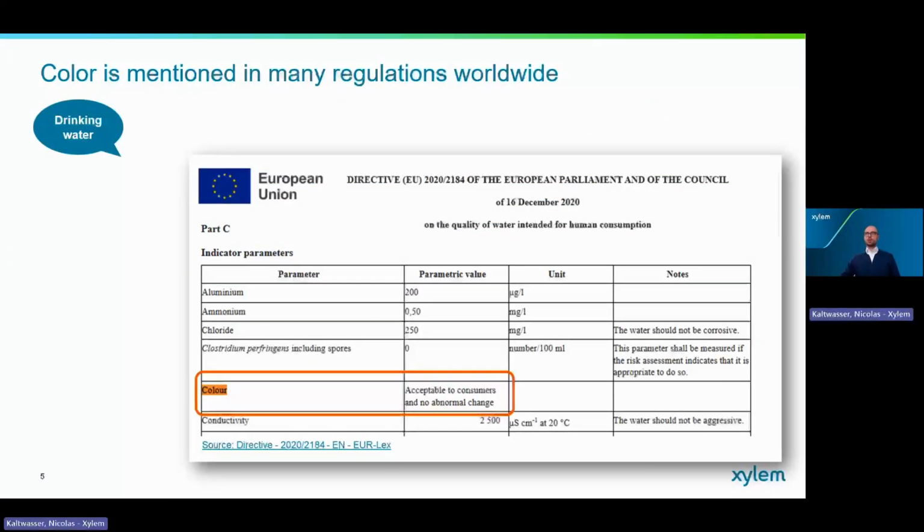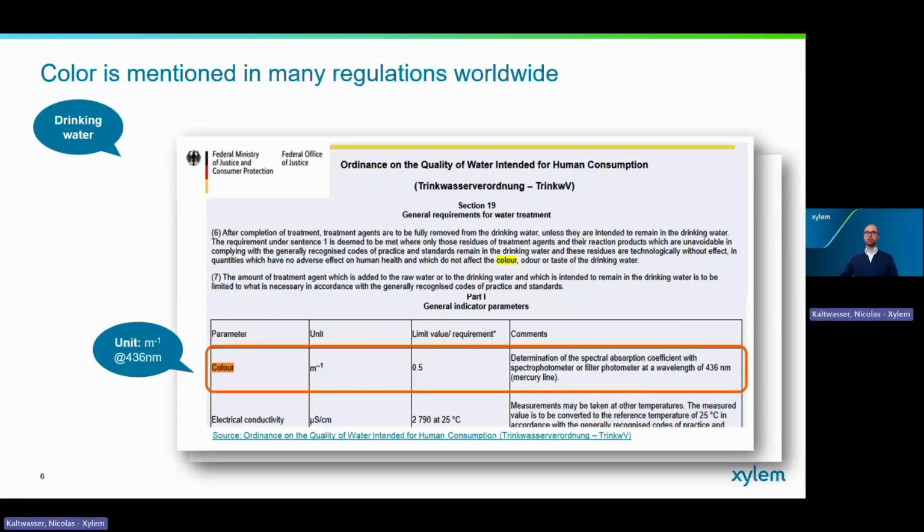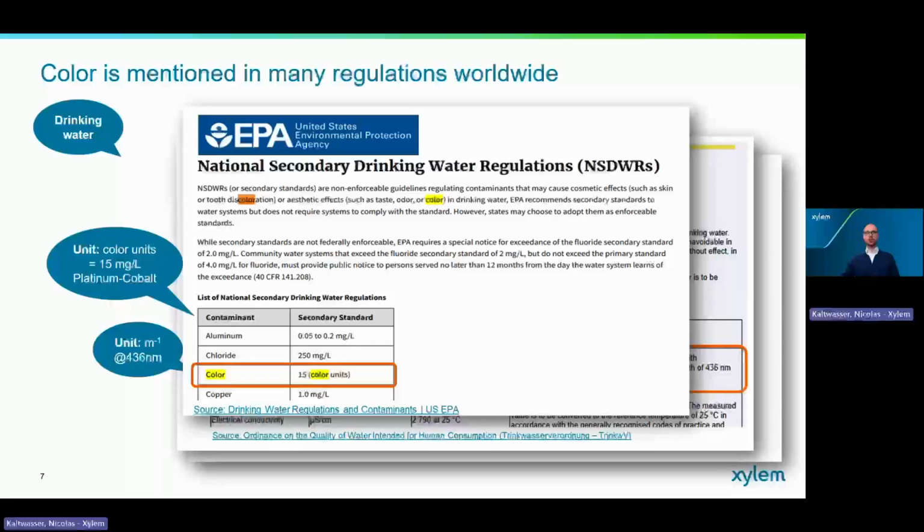Because color is such an important parameter, it is also mentioned in many regulations worldwide. And here are just some examples of regulations and where color is regulated. So we see in drinking water, the European Union is regulating color. We find color also here in Germany in our regulation. And I'm highlighting here the unit, which is meter to the power of -1. We will come to the units in a second, and this is quite interesting because we have two different units.